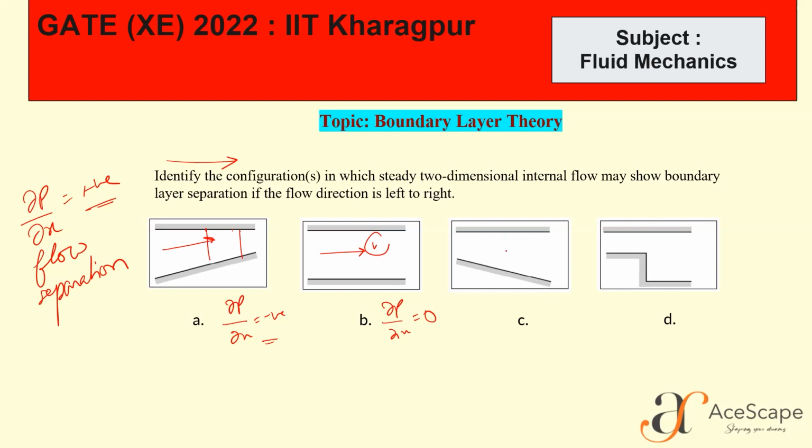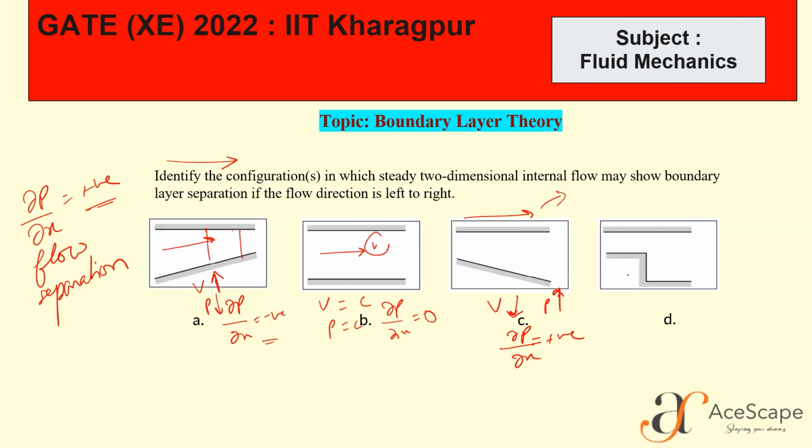If we move from left to right, the velocity will decrease because the cross-sectional area is increasing, and due to the decrease in velocity, the pressure increases. In the constant section, velocity and pressure are both constant. In the converging section, velocity was increasing and pressure was decreasing. But in this case, the velocity is decreasing and pressure is increasing, so del P by del X is positive. In this case, there can be flow separation.